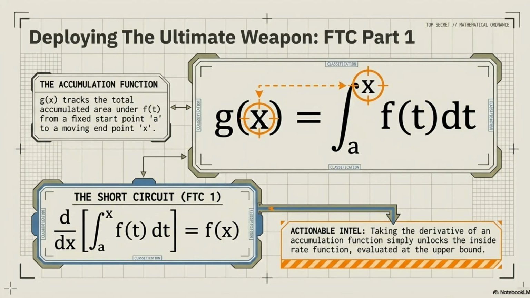Prepare to deploy the ultimate weapon, the fundamental theorem of calculus, Part 1. We define an accumulation function, g of x, which tracks total area under a rate function f of t from a fixed start point a to a moving endpoint x. The FTC provides a tactical short circuit. Taking the derivative of an accumulation function simply unlocks the inside rate function, evaluated at the upper bound.